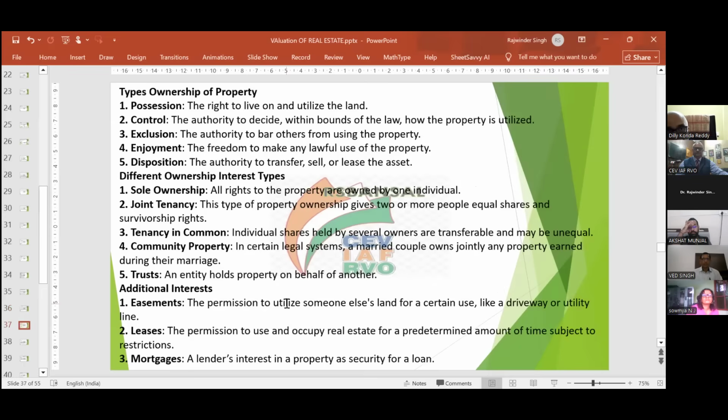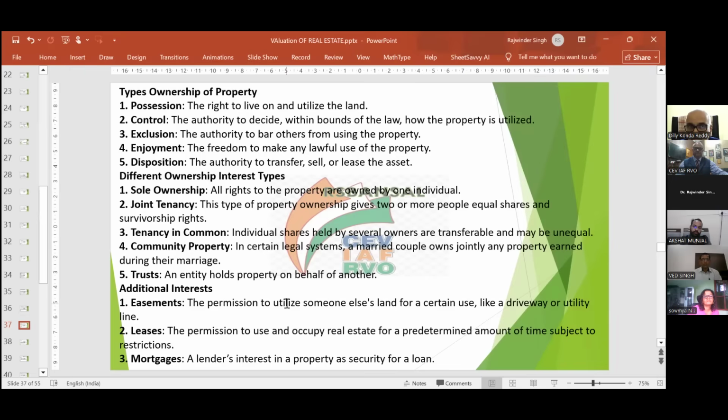The next is types of ownership in real estate properties. The first type of ownership is possession. Possession means you are possessing that property. हिंदी में क्या कह सकते हैं कि आपका कब्जा है प्रॉपर्टी. You are possessing that property. So the right to live on and utilize that land. That is possession.